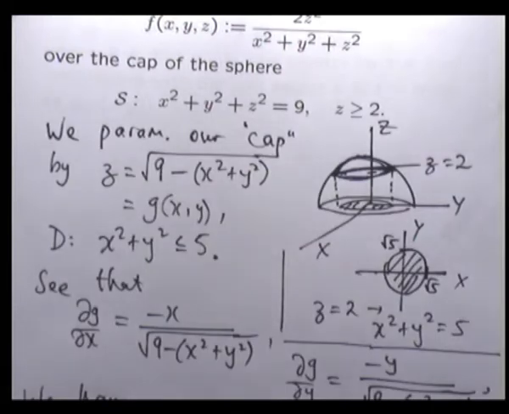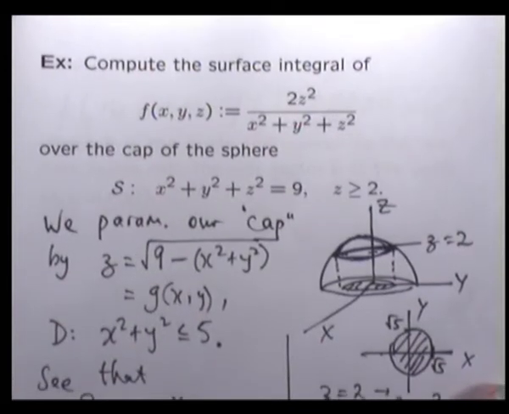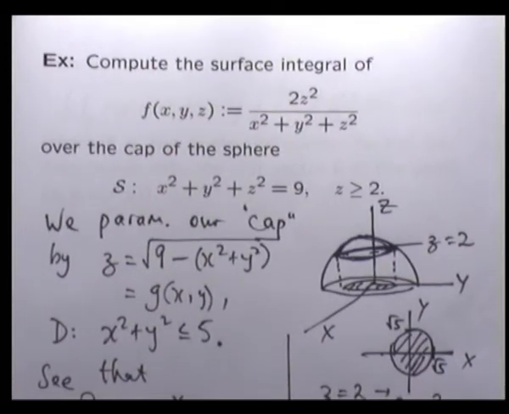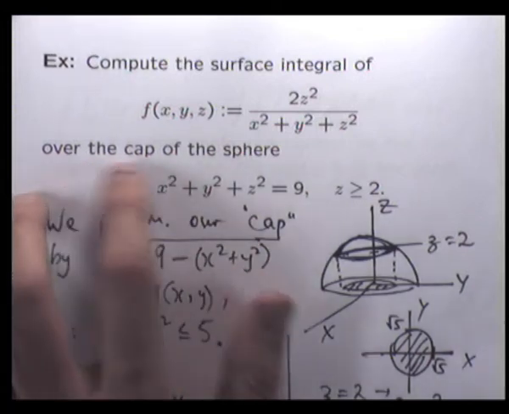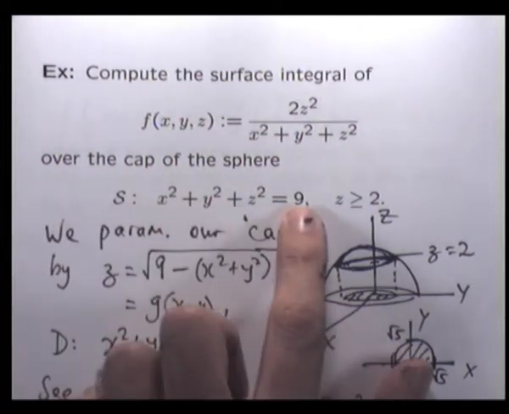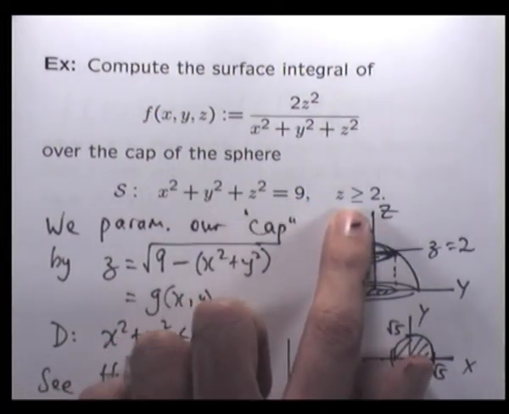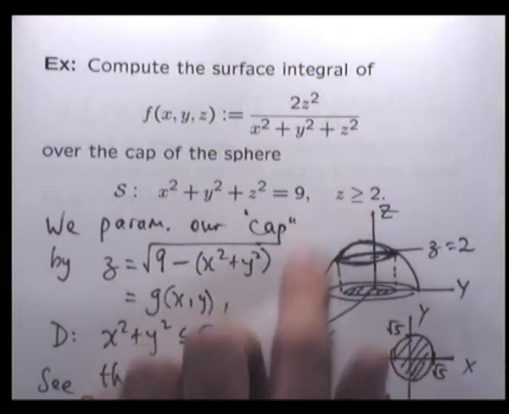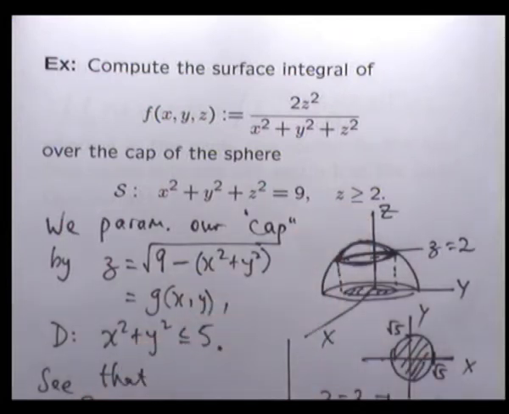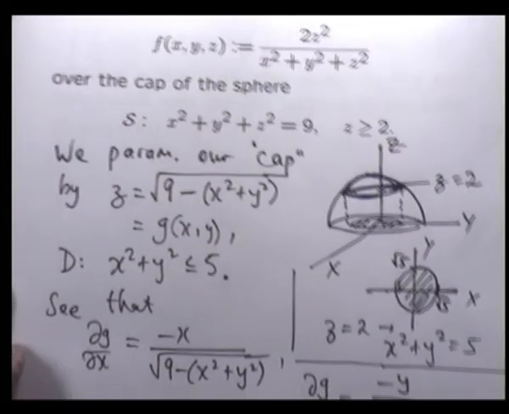So I finished the last lecture with the following problem. We were given a scalar valued function f. We were given a surface, which was the cap of this sphere for z greater than or equal to 2. And we were asked to integrate the given function over the cap of the sphere. All right? So let's just run back over that.